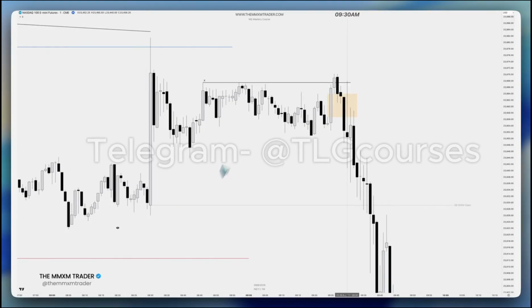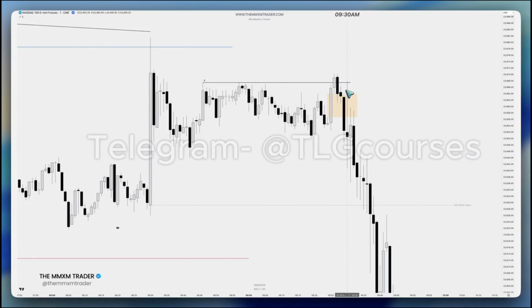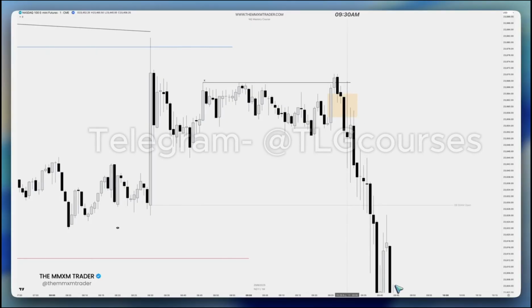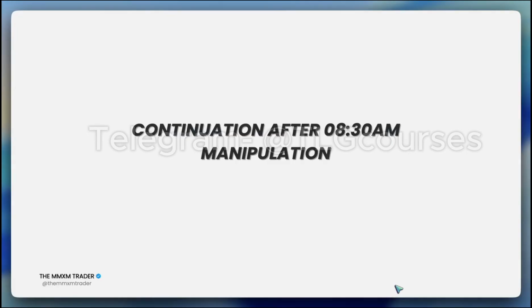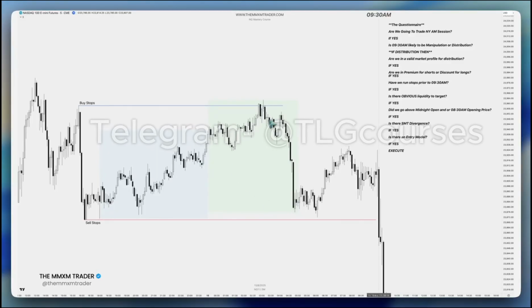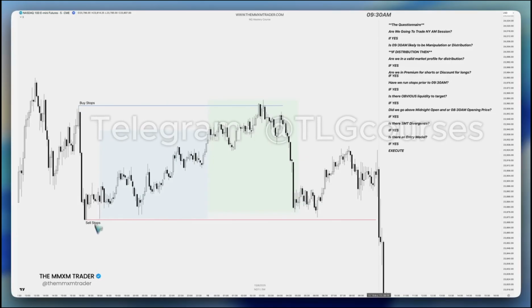All of that framework in mind, we run out some stops prior to 9:30 here. Notice what 9:30 does, right? We already closed below this IFVG here. 9:30 a.m. opens, trades higher, straight distribution, right? You can start catching these distributions now. Continuation after 8:30 a.m. manipulation, right? With London's range, okay? So here is London's range, right? This high to this low. Buy stops to sell stops, range high to low, relative equal lows as a drawn liquidity.